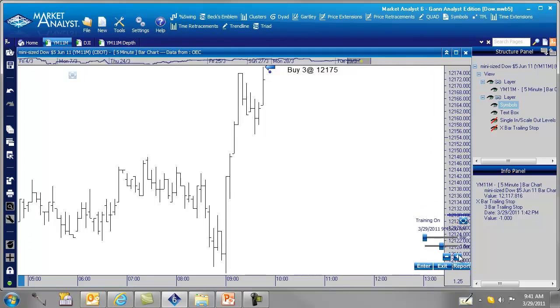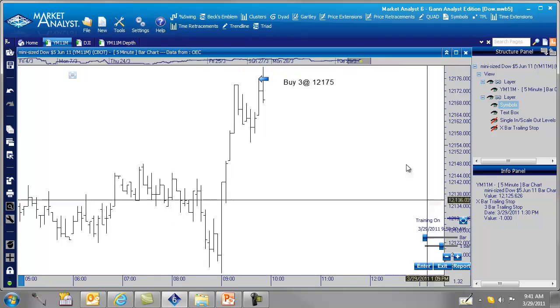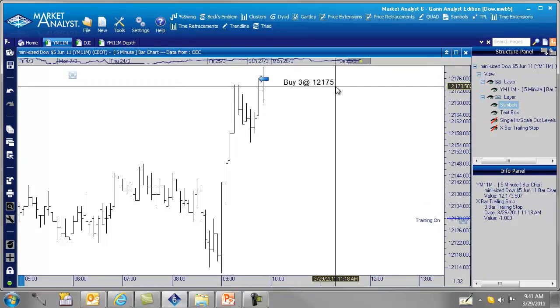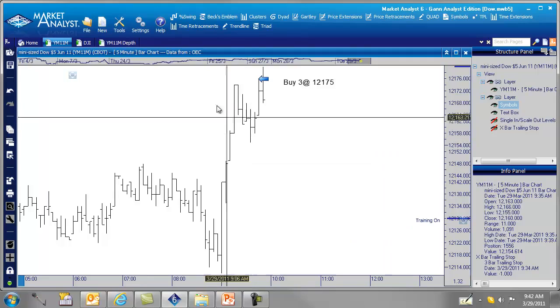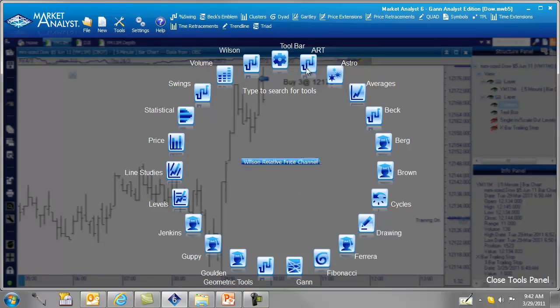So let's add a bar and see if we get filled. Okay, so we would have been filled at 12,175. And in this example, we're going to put our stop below this low right here. So as mentioned before, it's important for us to identify exactly what our risk is up front before we put the trade on. Now that we have the trade on, let's go ahead and apply the single end scale out levels. To do that, we go over here to Tools, go to Beck, go to single end scale out levels.